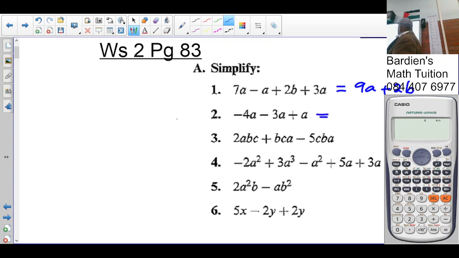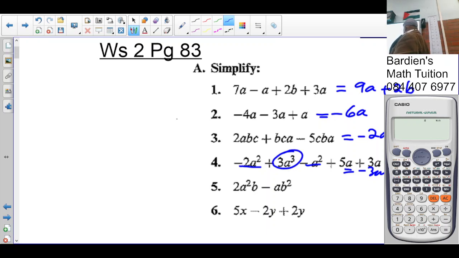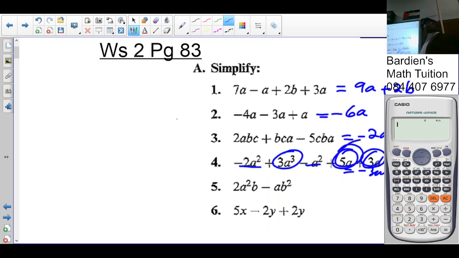The next one? Negative 6a. The next one? Any issues here? No? The next one? So it's going to be a squared is like this. So it's going to be negative 3a squared. 3a cubed minus 1a cubed is 2a cubed. Plus 2a cubed. 5a plus 3a is plus 8a. You all agree with that?